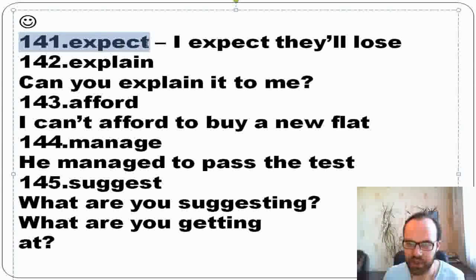Expect. I expect they'll lose. Explain. Can you explain it to me? Afford. I can't afford to buy a new flat. Manage. He managed to pass the test. Suggest. What are you suggesting? What are you getting at?